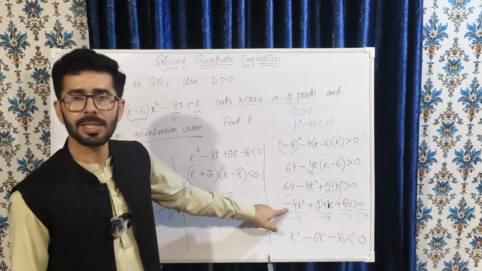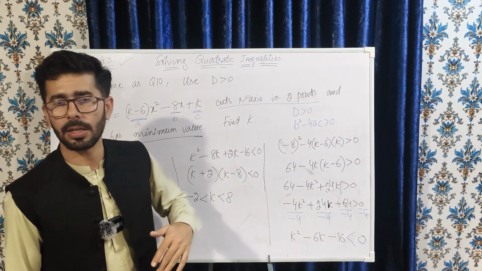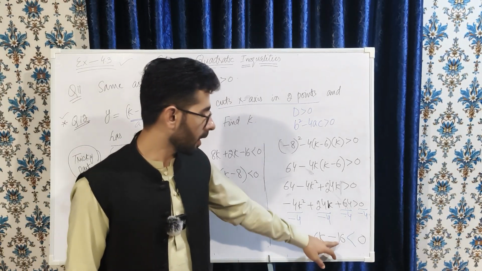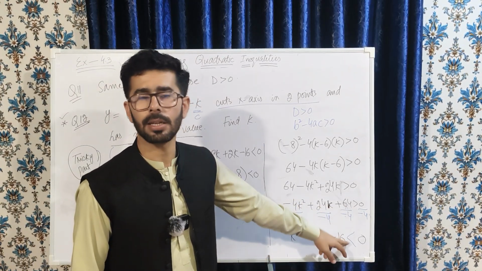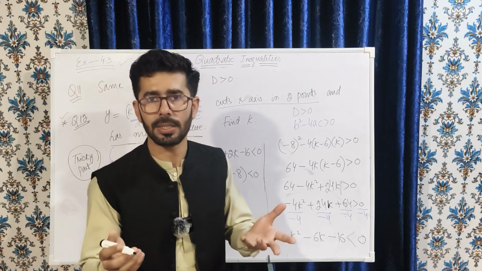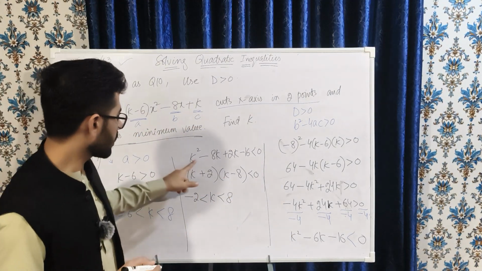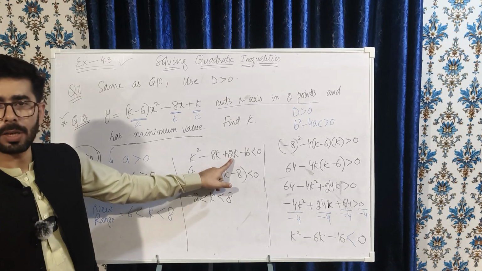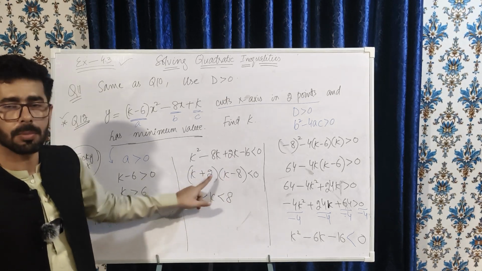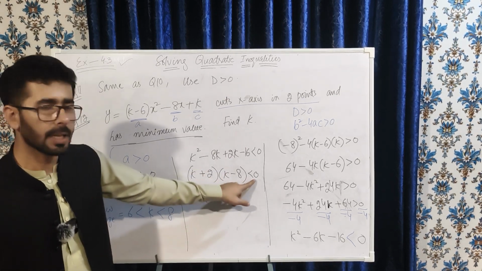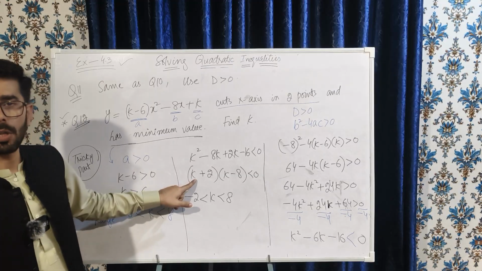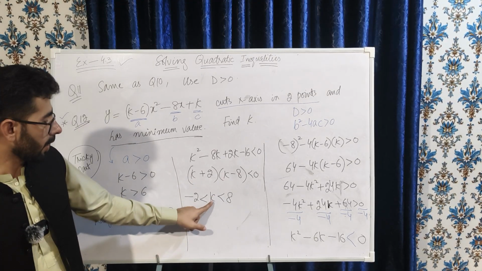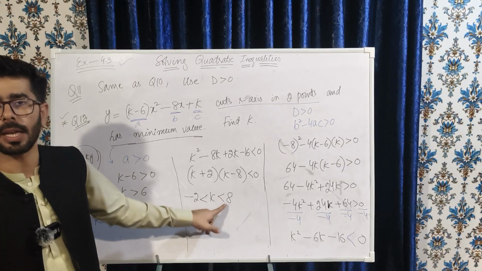The leading coefficient is minus 4, so we divide the whole inequality by minus 4. We have k square minus 6k minus 16, but this bigger than sign converts into less than because we have divided by a negative number. So we split the middle term into minus 8k and plus 2k. Our factors become k plus 2 and k minus 8 less than 0. Our smaller root becomes negative 2, the bigger root becomes positive 8. So k value should lie between minus 2 and 8.